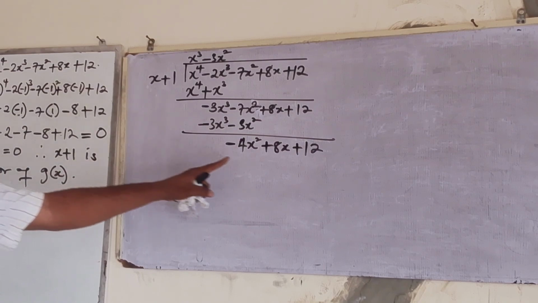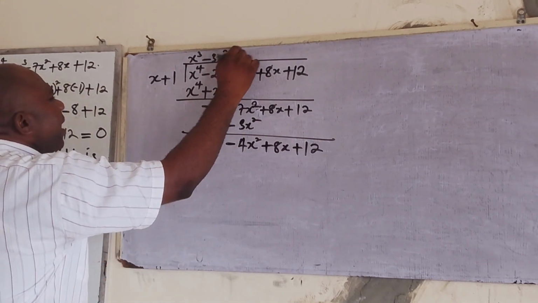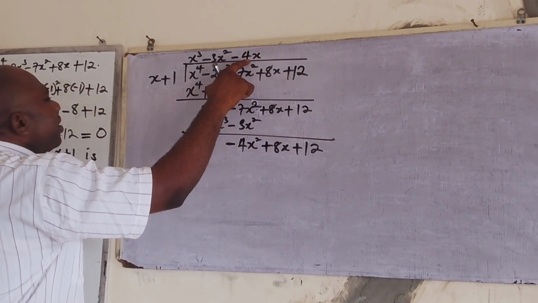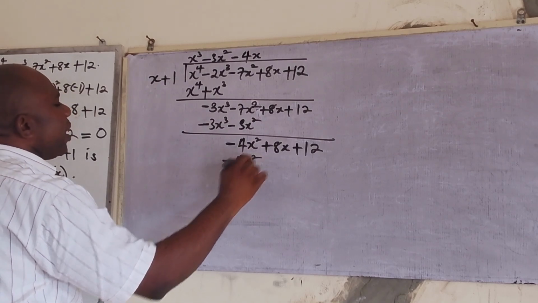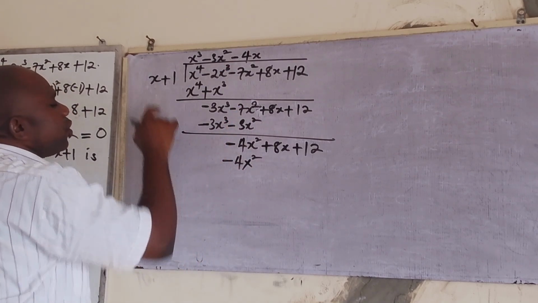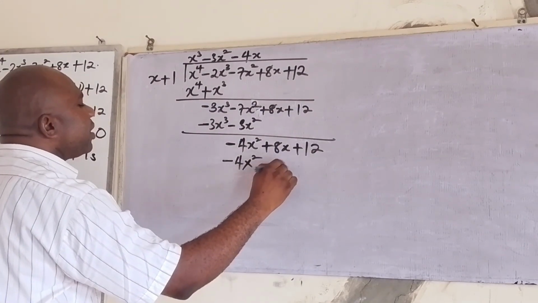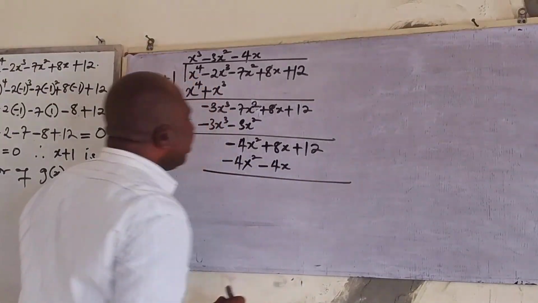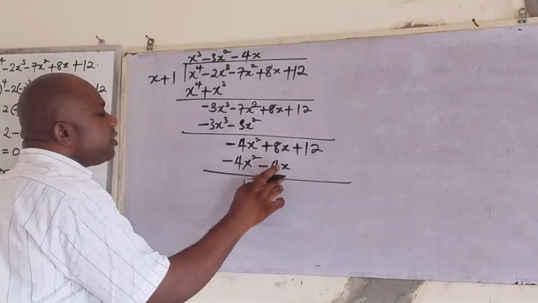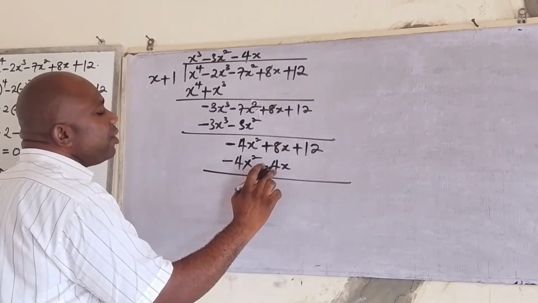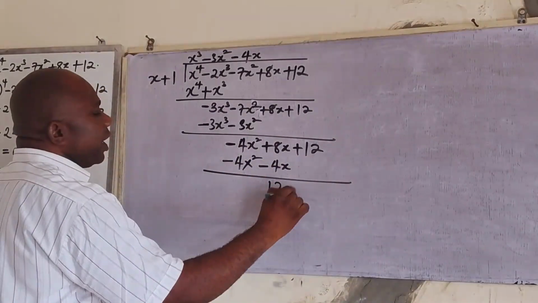Now, x into minus 4x squared is minus 4x. Minus 4x times x is minus 4x squared. Minus 4x times plus 1. That will give you minus 4x. And you draw your line again. This minus this is gone. That's 0. 8x minus 4x. That will be 12x.